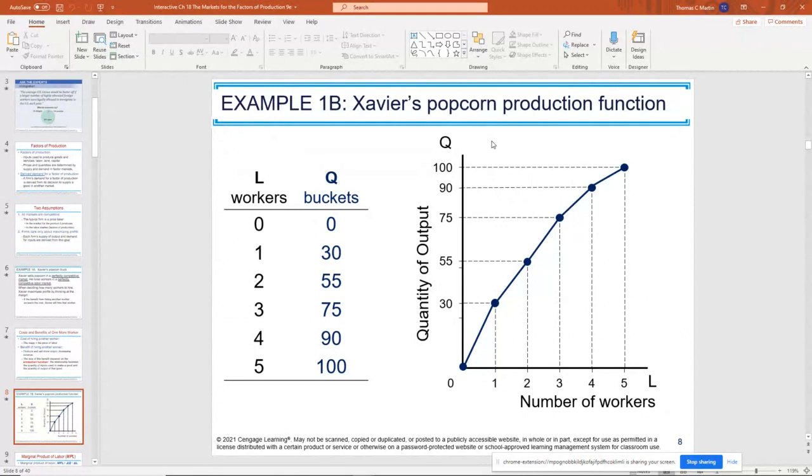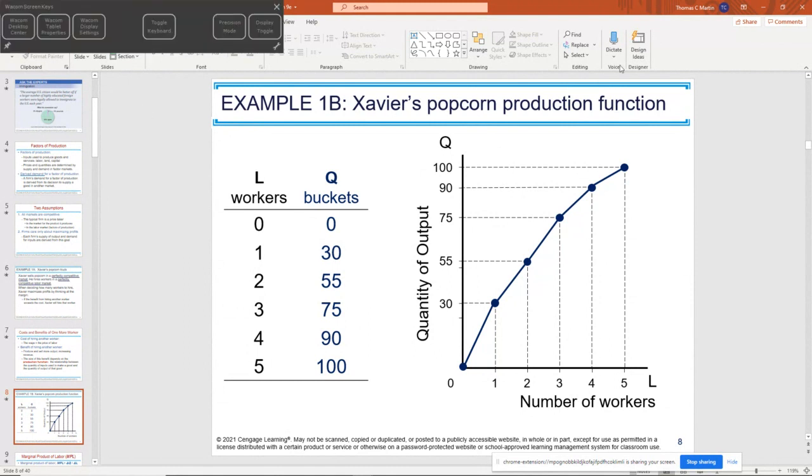Here we see Xavier's popcorn production function, and we see the way he's set it up. There's labor, which starts at zero. If there's zero production and zero people out there working, you're going to produce zero buckets of popcorn. One worker will create 30, two can create 55, three 75, four 90, and five 100.